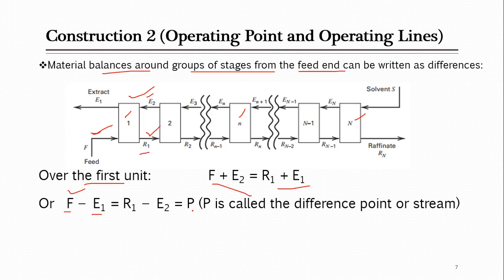and then on the other side we have rearranged in the same way: raffinate, which is rich in carrier, minus something rich in extract, and these differences are equal to something called P.